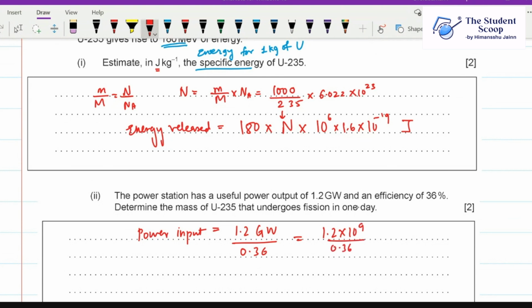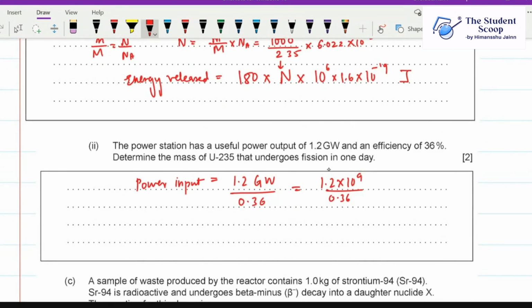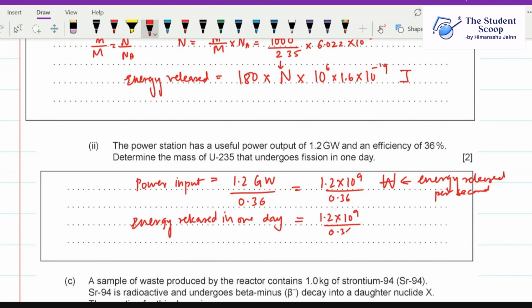Now what is power? Power is basically energy release. It is measured in watts, but it is basically energy release per second, because a watt is joules per second. So in 1 second, this much energy is released. How much energy can we release in 1 day? We can calculate the energy released in 1 day, and that will be 1.2 into 10 raised to 9 upon 0.36 times 1 day. So 1 second is releasing this much energy.